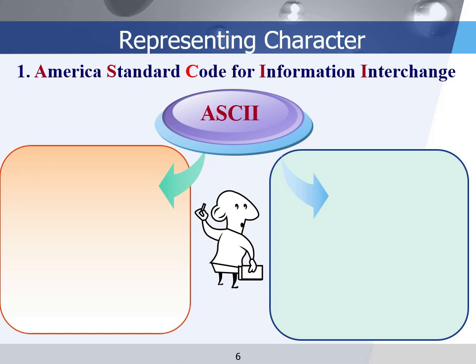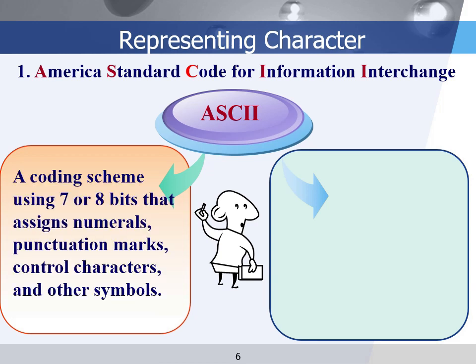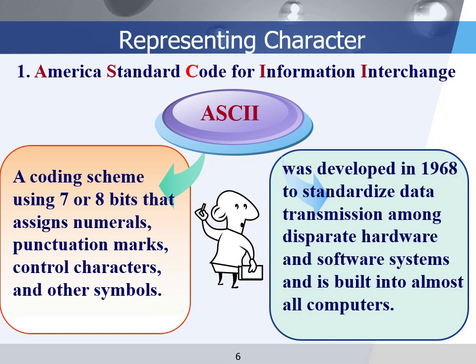So we use the ASCII code to represent English characters and some control characters also. ASCII is short for American Standard Code for Information Interchange. It is designed to interchange the information between different systems, because if the different systems use the same kind of coding standard, they can understand each other. The ASCII code is a coding scheme using 7 or 8 bits that assigns numerals, punctuation marks, control characters, and other symbols. It was developed in 1968 to standardize the data transmission among disparate hardware and software systems, and is built into almost all computers. So nowadays, we're still using the ASCII code to represent the characters.